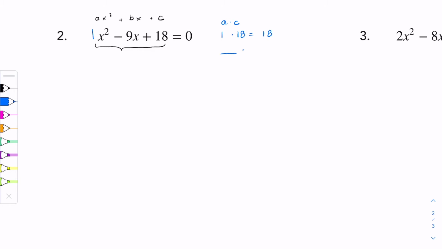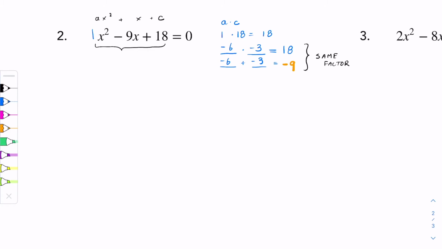Now we need two factors that multiply to equal 18 and the same two factors that add to equal our b term, which in this example is negative 9. So these have to be the same factors. And I would say in this case that we would have two factors that are negative 6 and negative 3. Negative 6 and negative 3 multiply to equal 18. Negative 6 plus negative 3 add to equal negative 9.